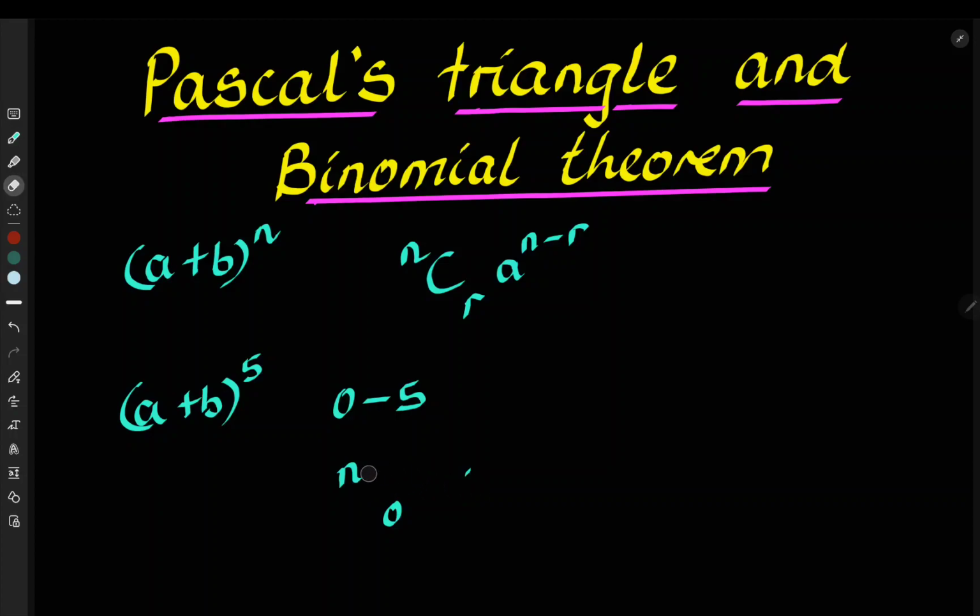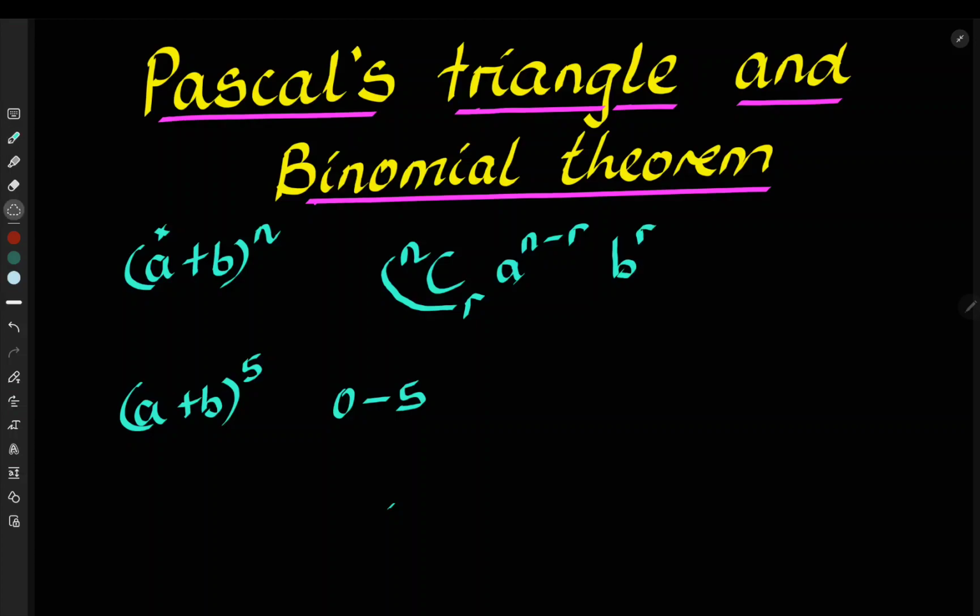This expression is on your calculator. So you just say n choose r, then a to the power n minus r, so you subtract the r from n. Then b to the power r. So it is as simple as that.